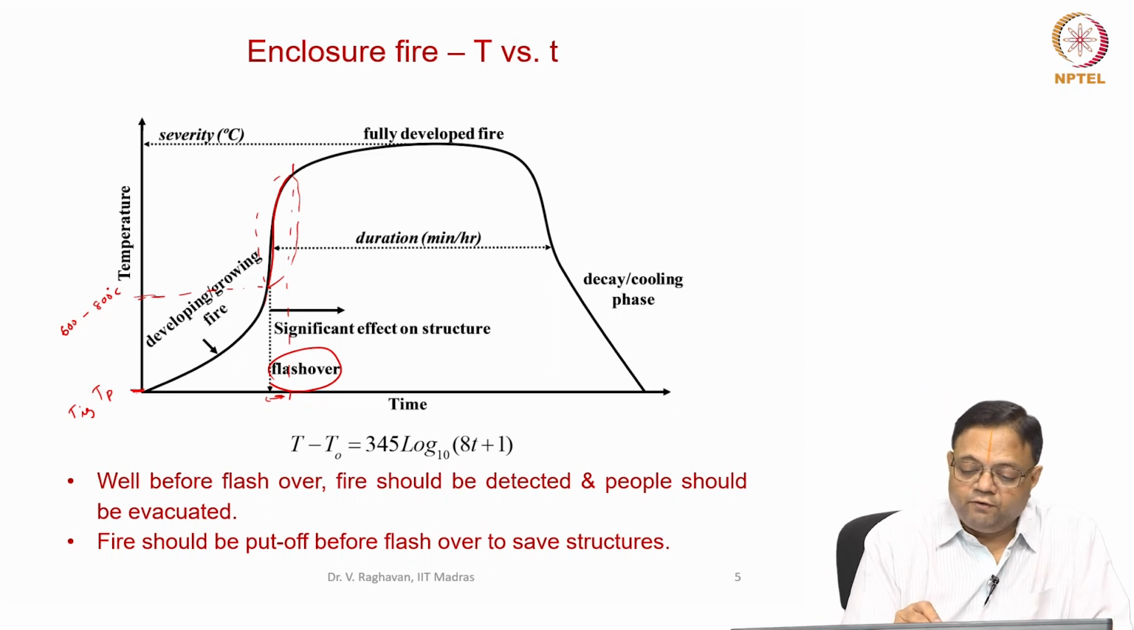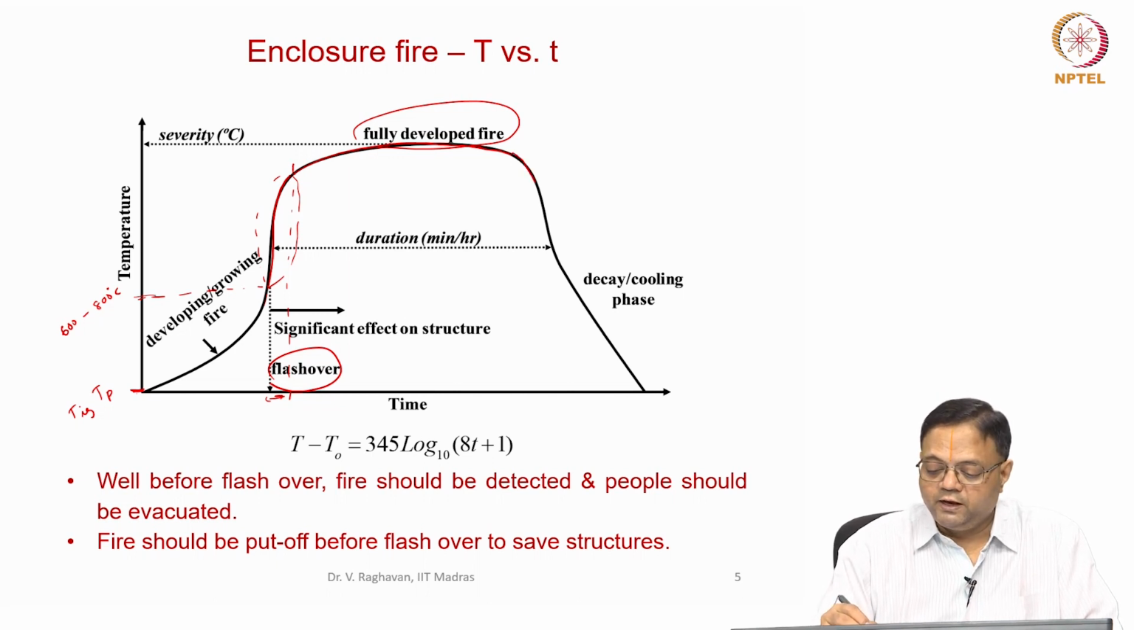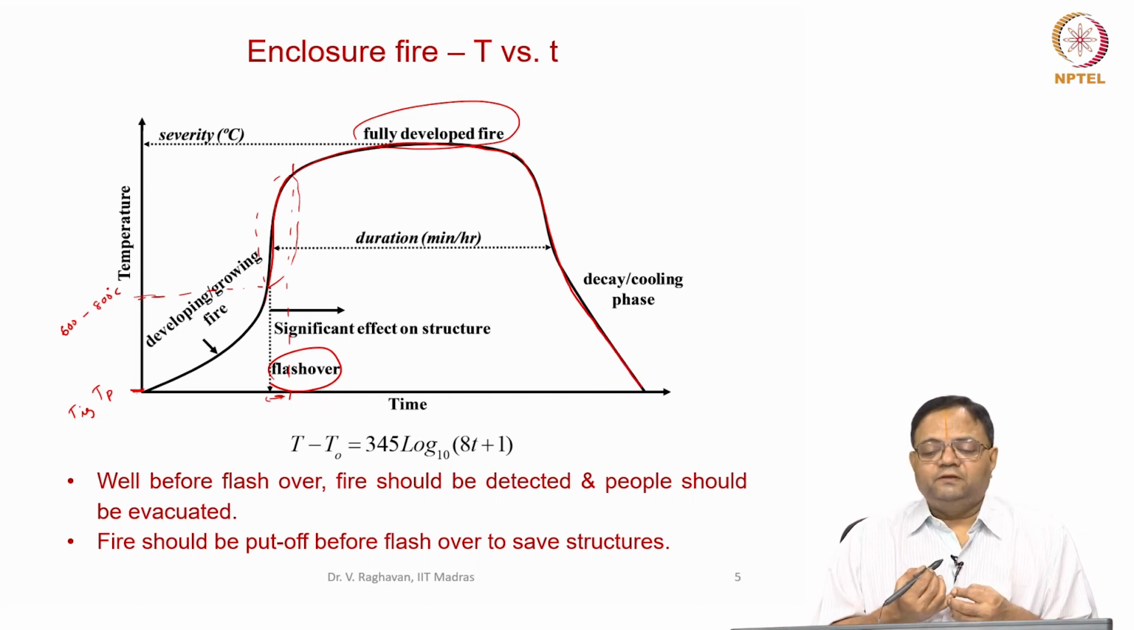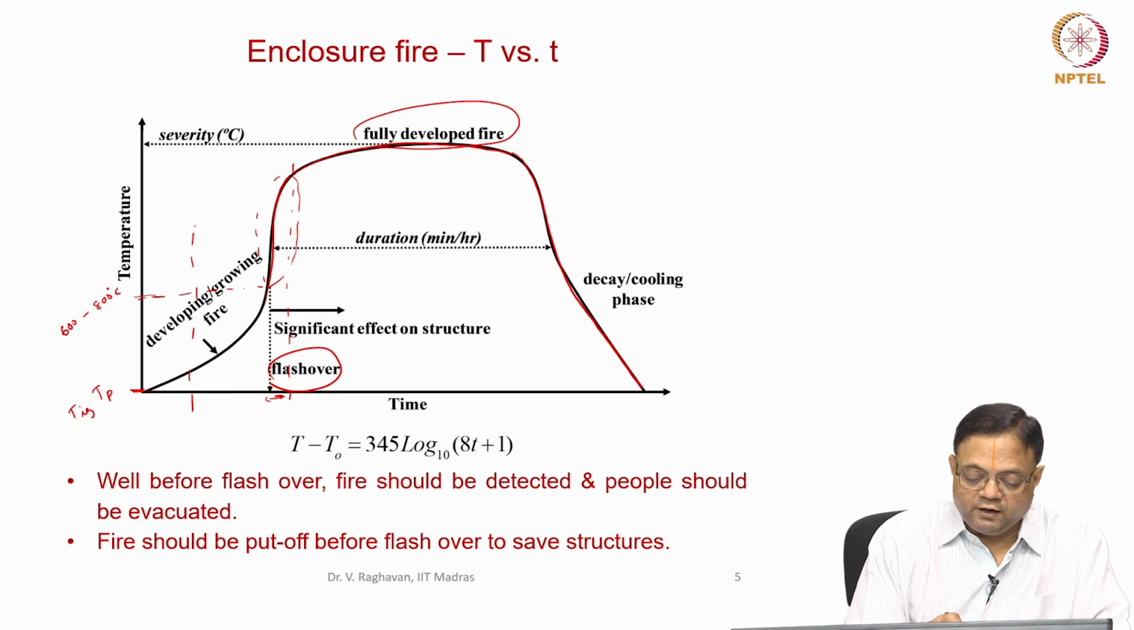After this, a fully developed fire regime comes where the temperature is almost constant or heat release is also almost constant. Then the fuel from several commodities is consumed, and only a little amount of fuel is left over. So, we can see the decay of this. Basically, we have to evacuate people within a short period.